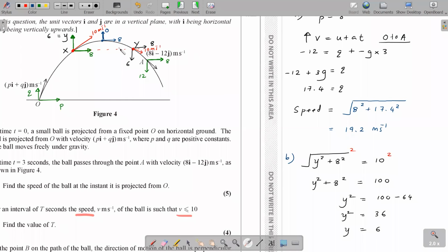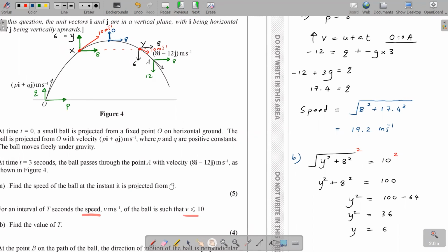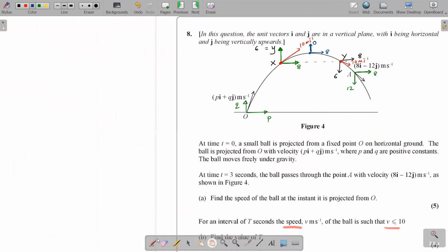Both of those methods are correct. Apply v equals u plus at from X to the highest point, calculate the time, multiply it by 2 and you get the full time. Or apply v equals u plus at for the entire X to Y motion and directly get the time. Here I'll use the second method: v equals u plus at from X to Y.